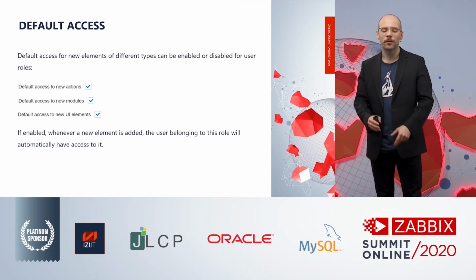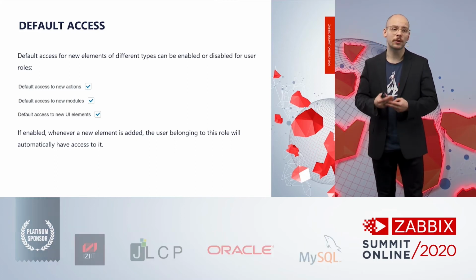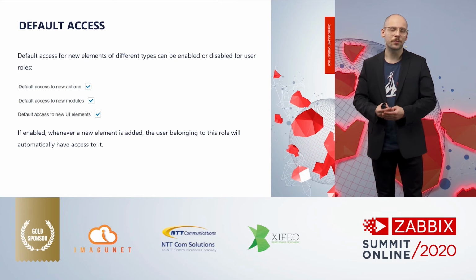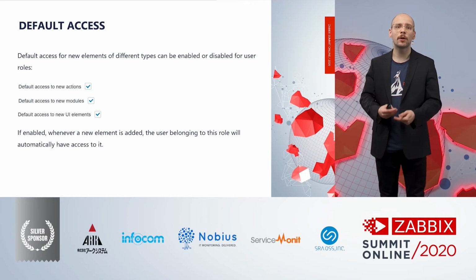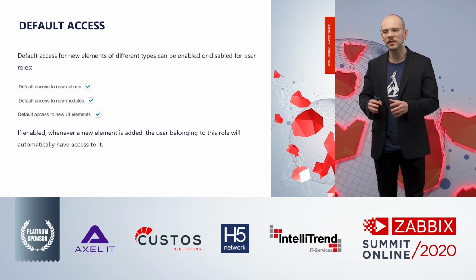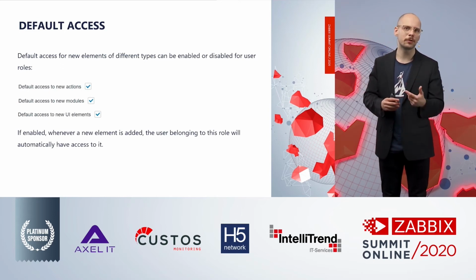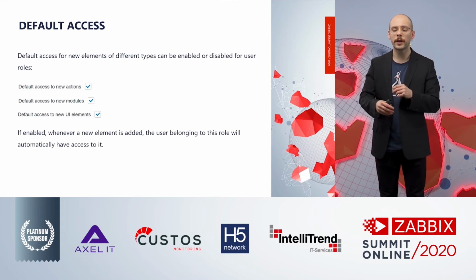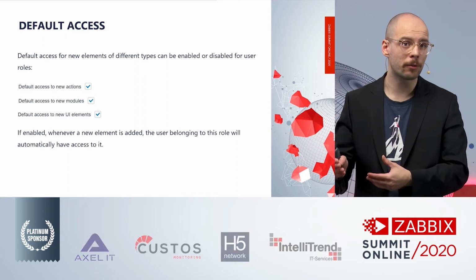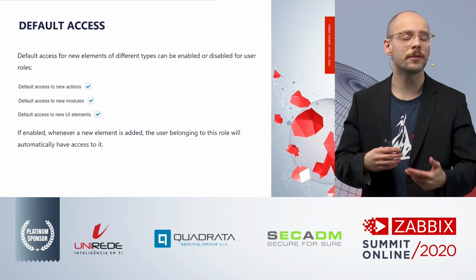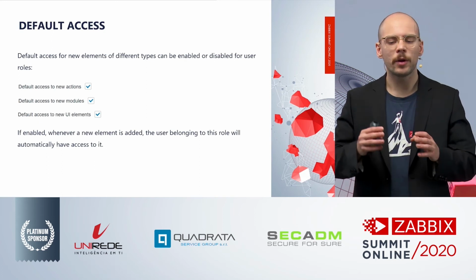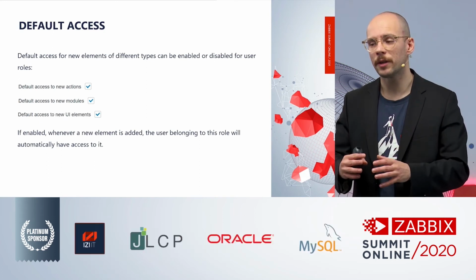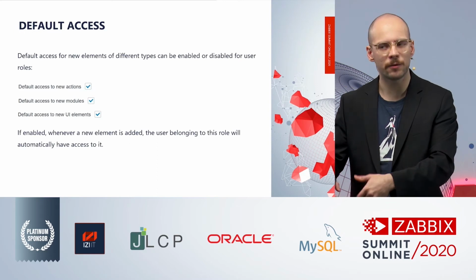Another thing that we can do, so we've talked about UI restrictions, API restrictions, and action restrictions. There's also the default access section that we can modify. We can define that this role has default access to new actions, modules, and UI elements. What this means is that, for example, if we are importing a new front-end module, upgrading our version 5.2 to version 6.0 in the future, if new UI elements appear, or new modules, or new action types appear, do we want this specific role that we are editing right now to have access to it by default once it is created?